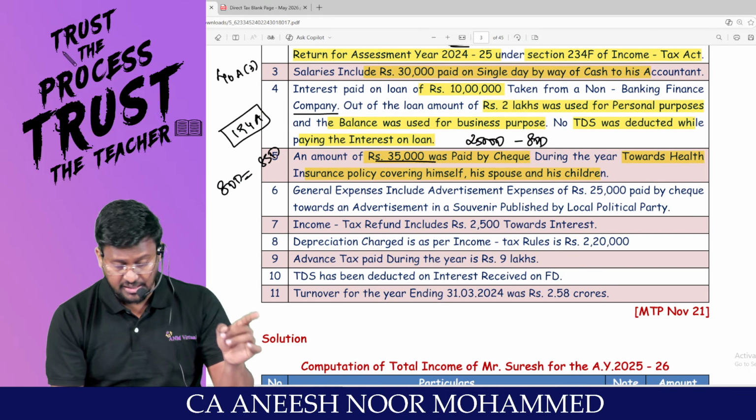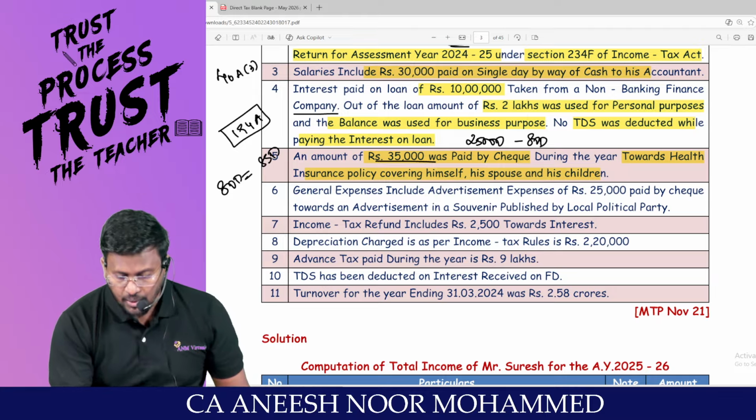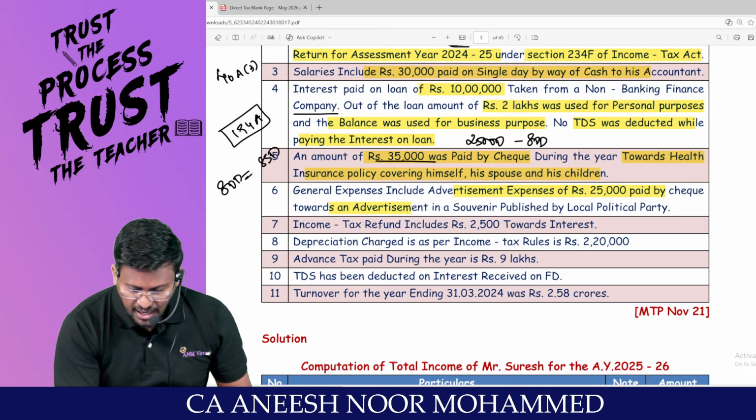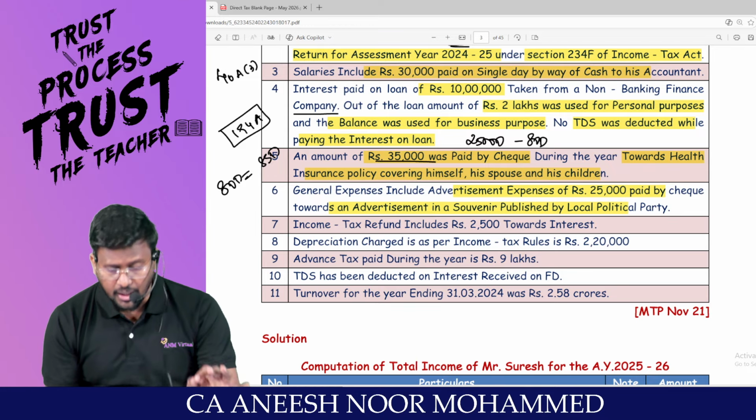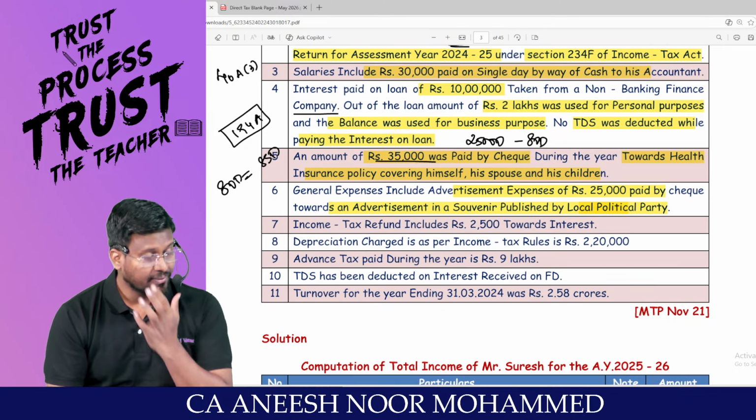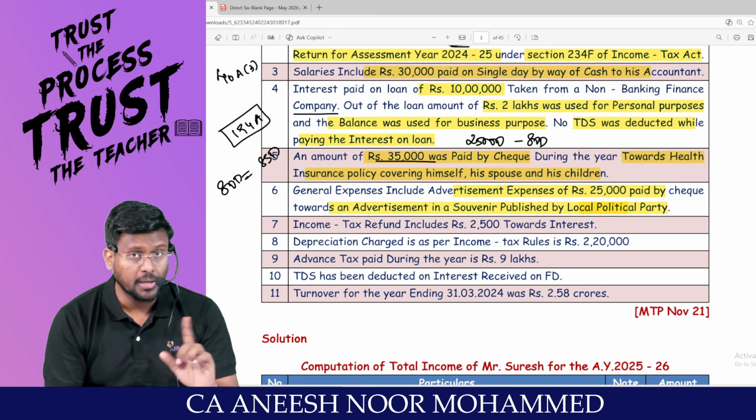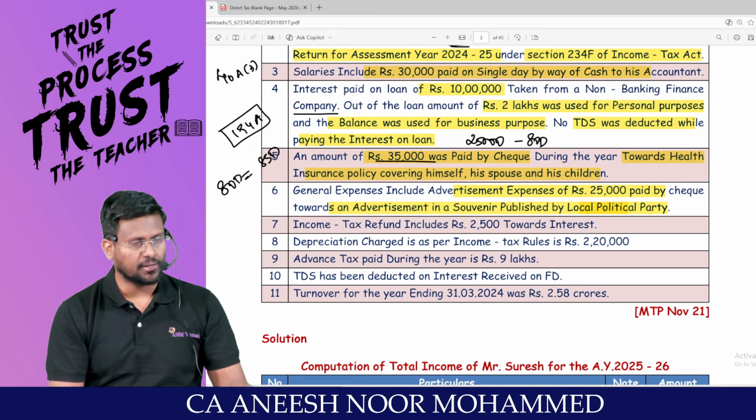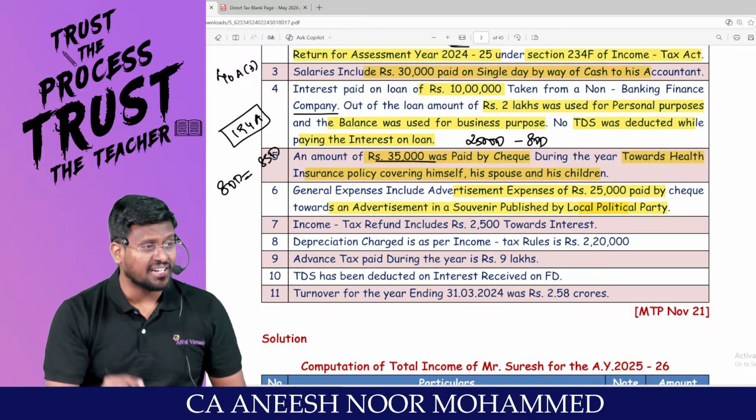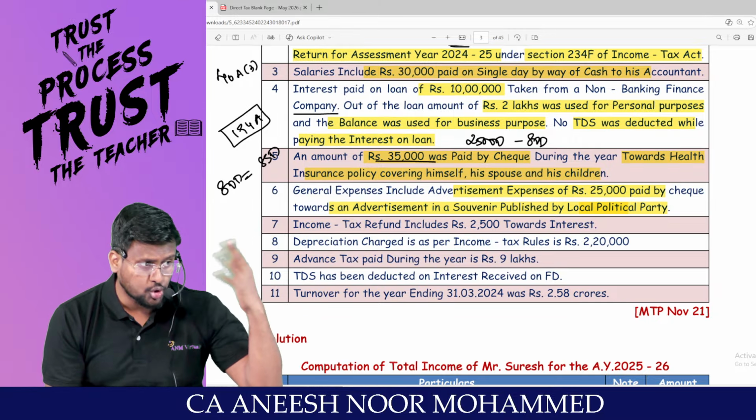That 3,65,000 includes advertisement expense of 25,000 paid by cheque towards an advertisement in a souvenir published by a local political party. My dear lovable students, that is not a business expenditure. That should not be debited to the P&L account. It should be added back, and that cannot be claimed as a deduction under section 37 subsection 2B. It should be added back.